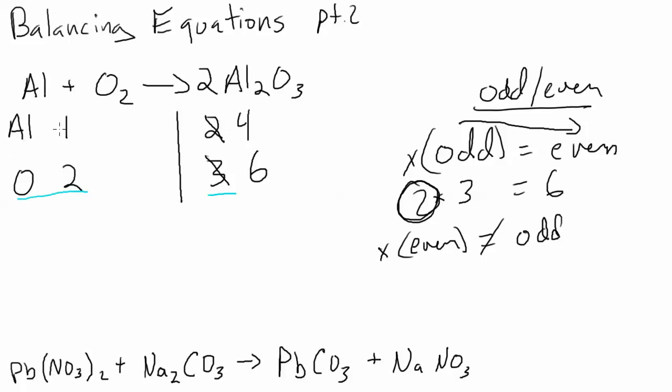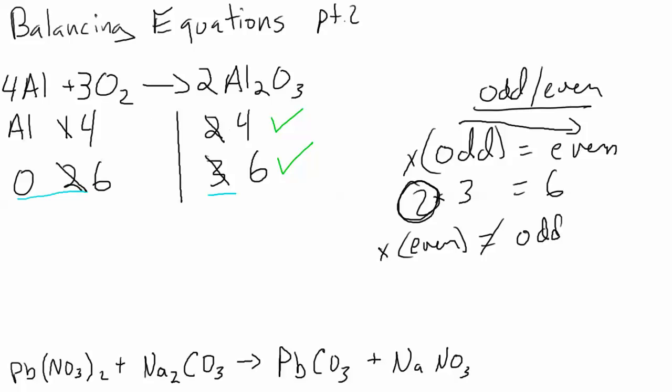So now we'll go over to this side and we'll look at our oxygen. We have 2 oxygen, we want 6. If we multiply by a coefficient of 3, that gives us 6 oxygen. And if we multiply our aluminum by a coefficient of 4, that gives us 4 aluminum. And then both of these atoms are the same on both sides of the reaction, and this equation is balanced.